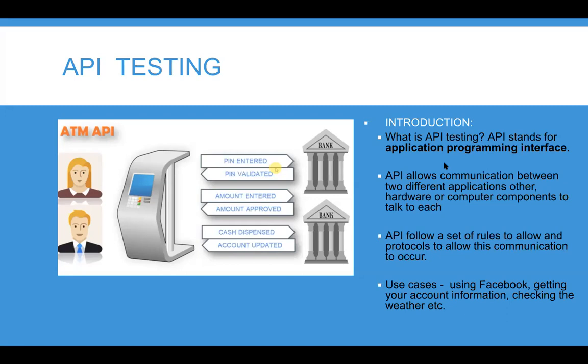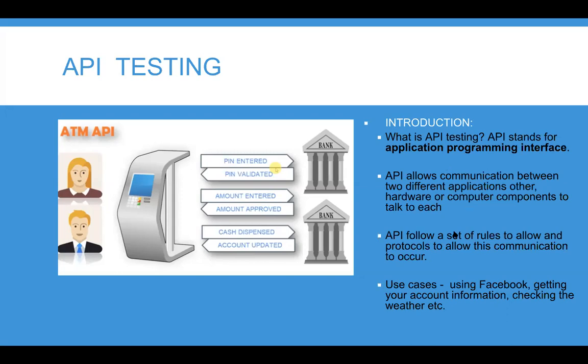So an API follows a set of rules and protocols to allow applications to communicate with each other. I've given you an example of a weather forecast website, an example of a travel agency, and getting your account information using Facebook and all that.